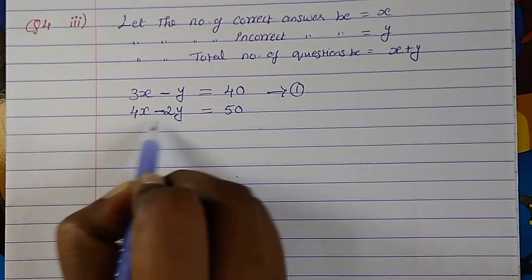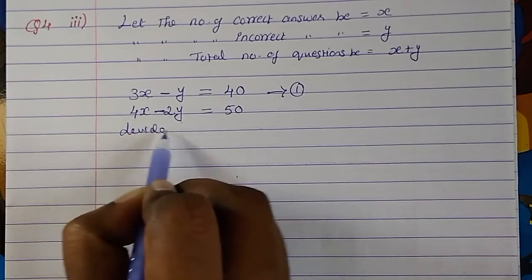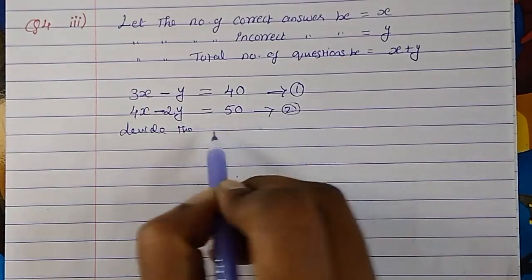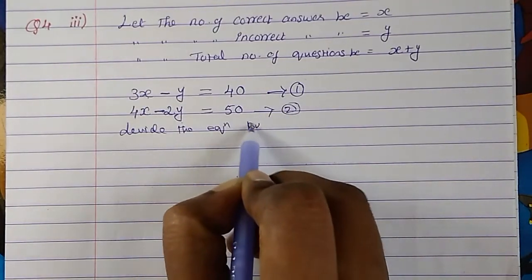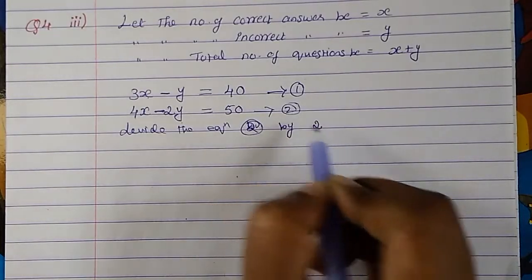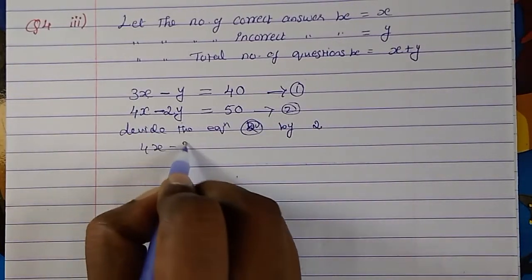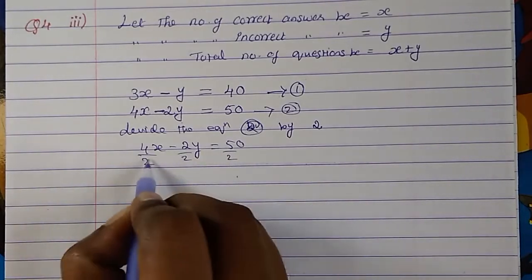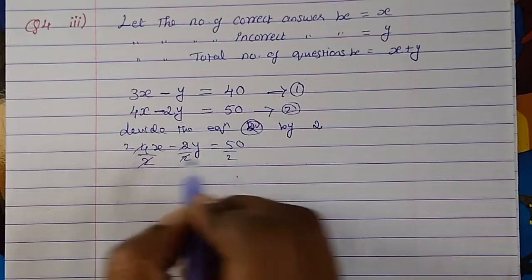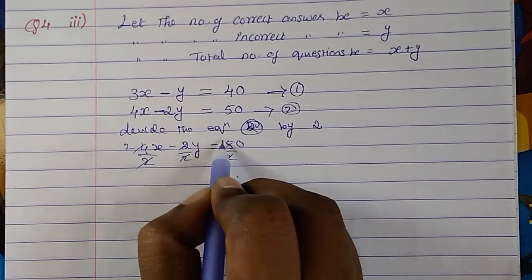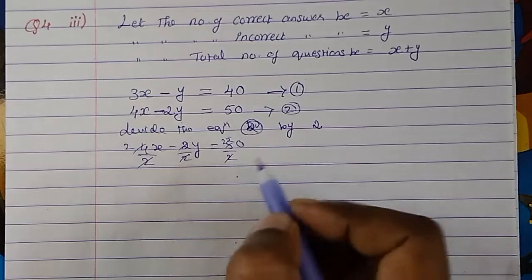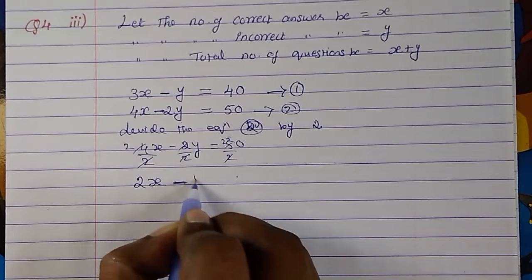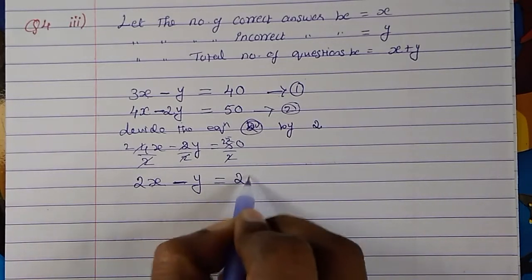For those of you who do not know, I am showing you. I'm going to divide equation 2 by 2. So that means 4x minus 2y equals 50. If you are dividing by 2, the 2 gets cancelled. So 2 times 4, 1 times 5 times 10. So we will get here 2x minus y equal to 25.